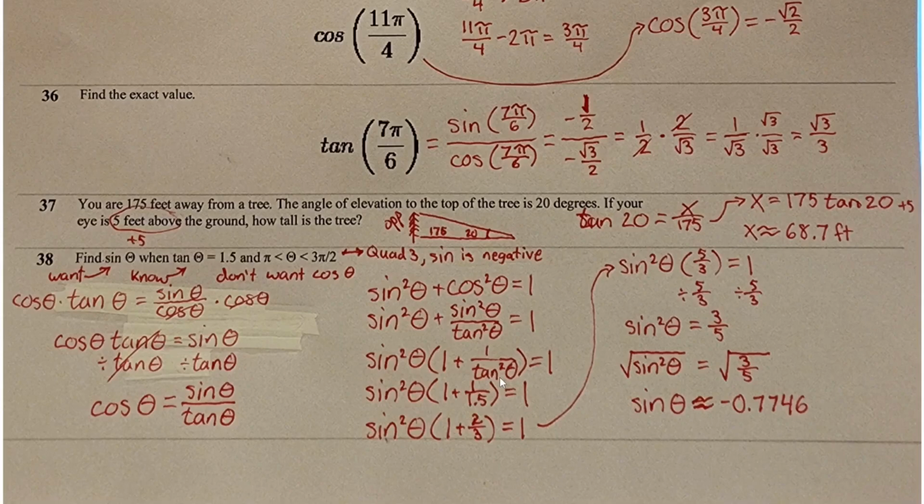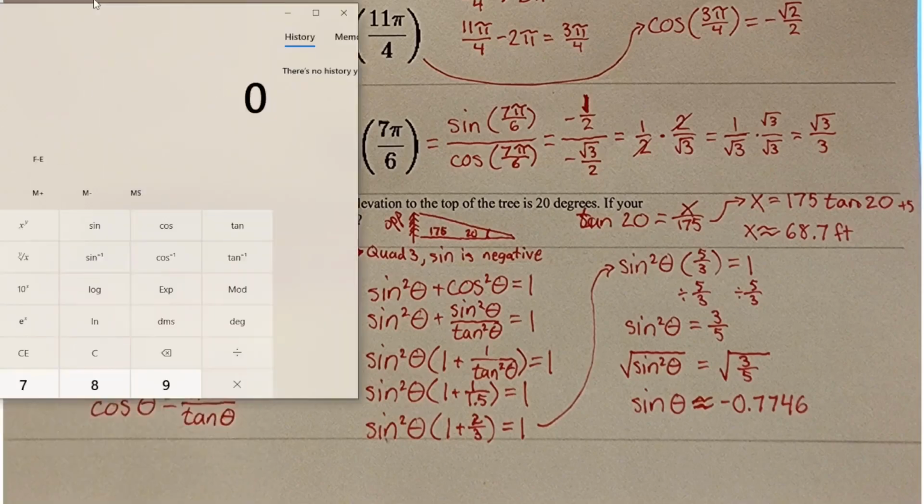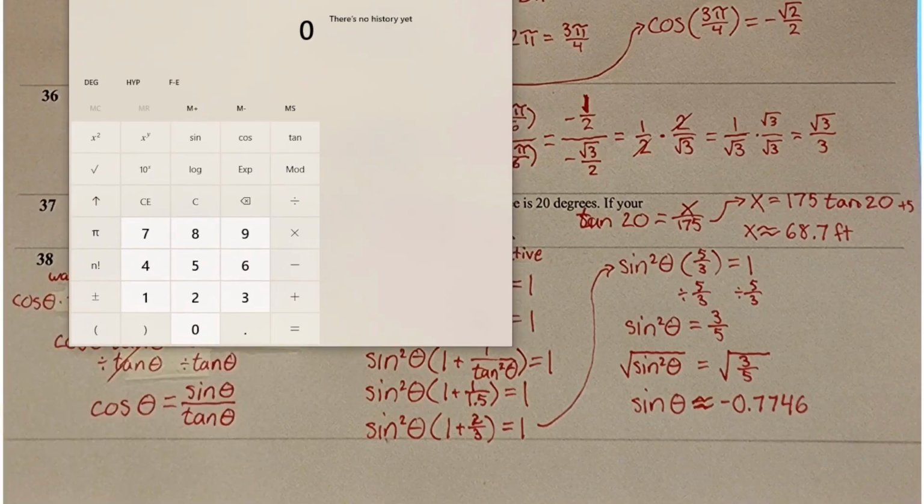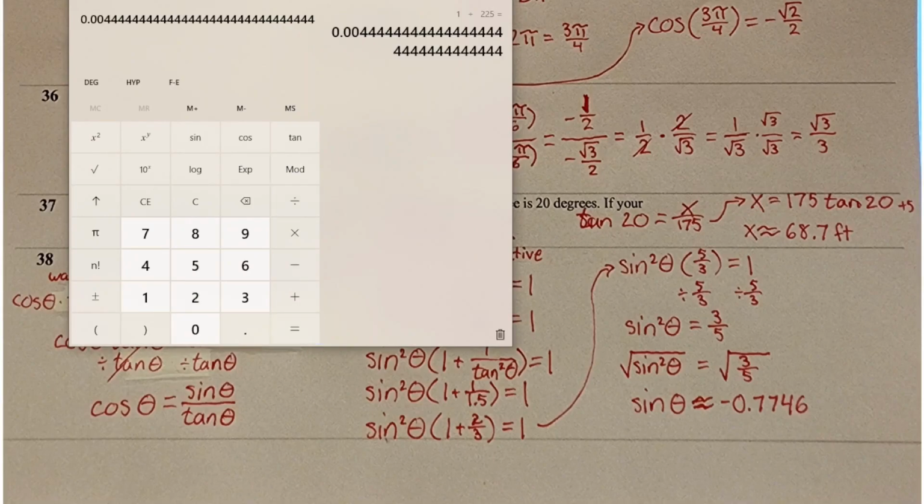Oh, I just realized I made a mistake on this one. I'll have to fix that. Because I plugged in 1.5, I should have said 1.5 squared. So I will fix this one. 1.5 squared, which is 2.25. I can actually show it on the screen here. 1.5 squared, that's 2.25.